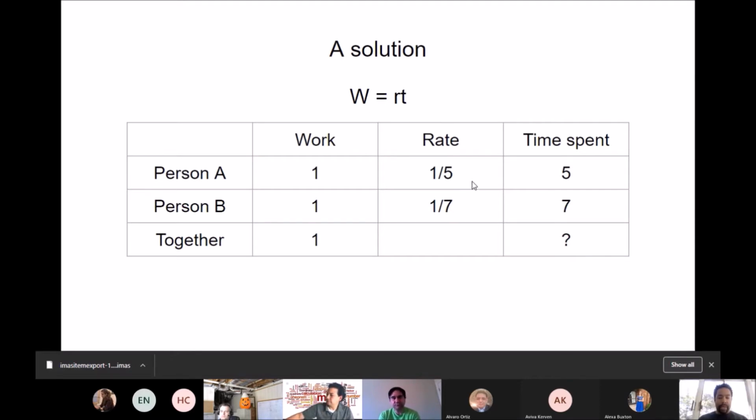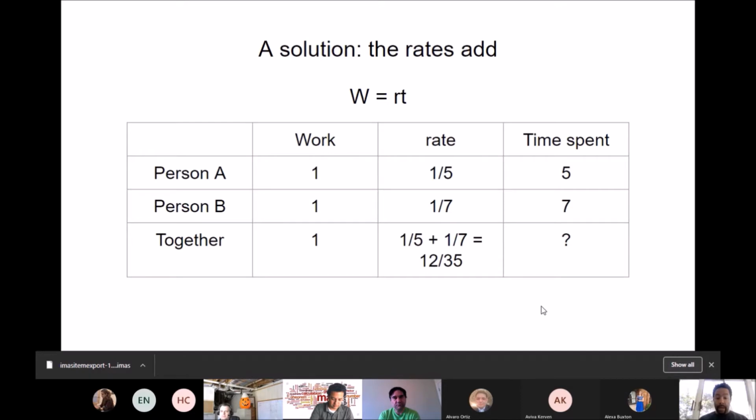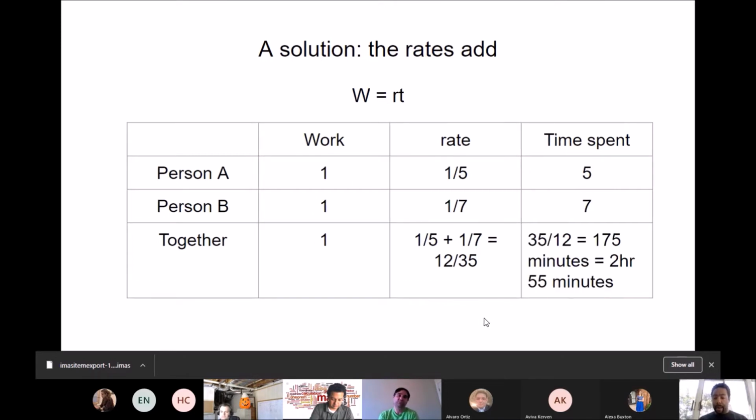The crucial thing here, of course, is that the rates add. If person A and person B are working separately, you can pretend they morph into one person, and that one person is working at a rate that is the combined rate of the 2 individual rates. Then you would add those, and now that you have this rate and this work, you can find the time spent to find out how much time it takes for them to work together.